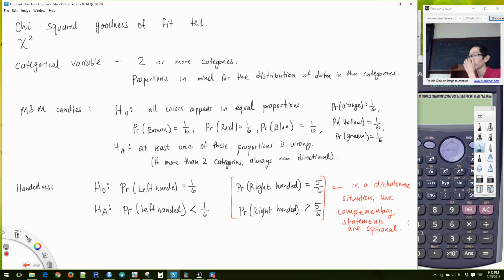Okay, question. Since they're complementary, is it a true statement to say that we could write or switch them out? Yeah. If you wanted to say the probability right-handed is 5/6, and the alternative is that it's greater than 5/6, that's totally fine as well. What about mixing them up, like probability left-handed is 1/6? That's ill-advised. If you're going to do that, then you should write out both sides of the complementary thing. Okay.